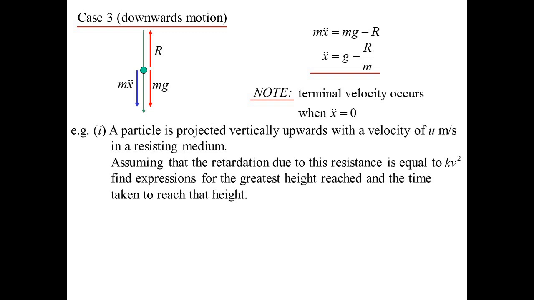We're going to have upwards for this example. Initial velocity of u, and it's saying we've got resistance, assuming that the retardation due to the resistance, fancy way of saying the force, is kv squared. Find expressions for the greatest height and the time it takes to reach that height.